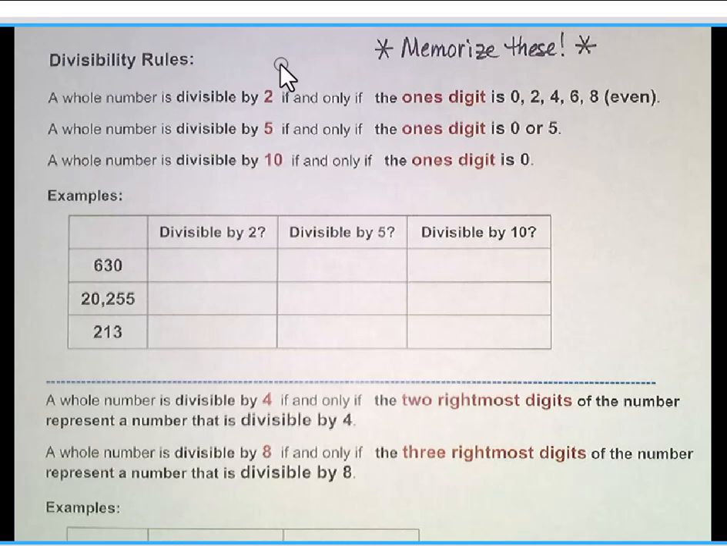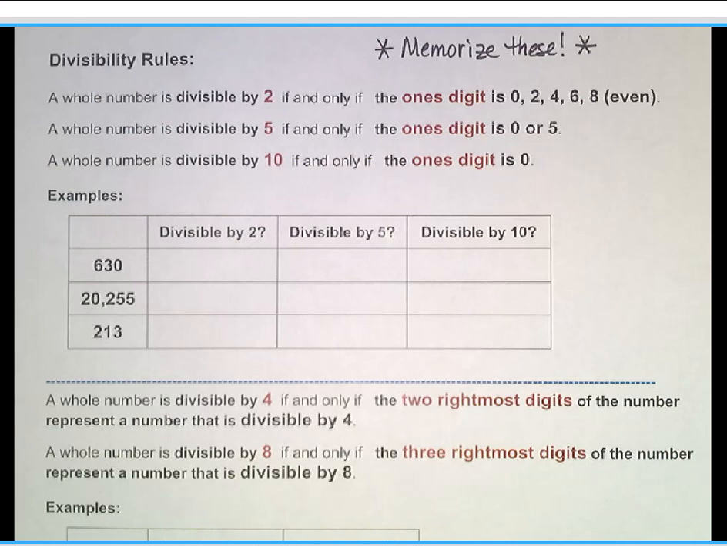Now I'm going to teach you guys some divisibility rules. This is how you can look at a number and tell if it's divisible by 2 or 4 or 5 or 3 or 9. Like, you can just tell by looking. These are absolutely essential rules that you guys know.